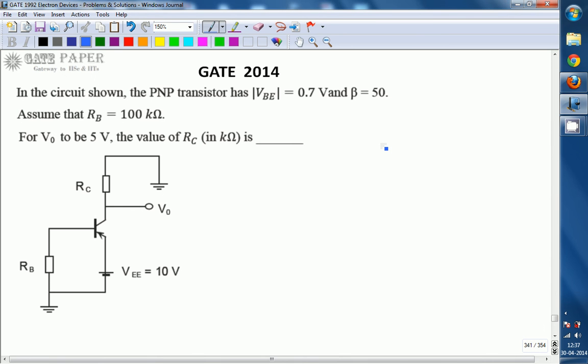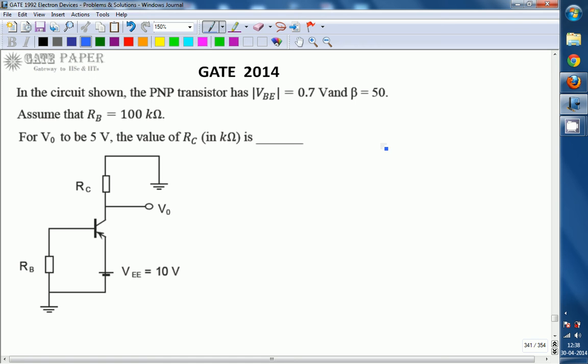Hello, we are discussing GATE 2014, and this question is related to electronics. In the circuit shown, the PNP transistor has VBE of 0.7 volts and beta of 50. Assume that RB is equal to 100 kilo ohms. For V0 to be 5 volts, what is the value of RC?